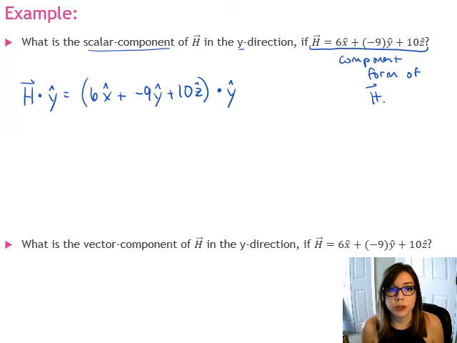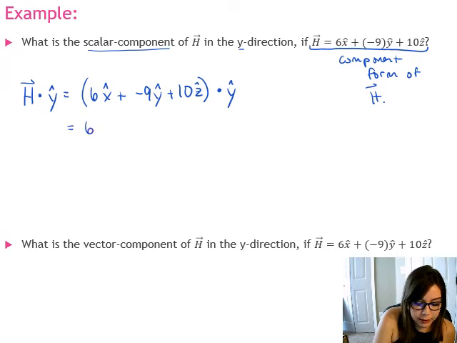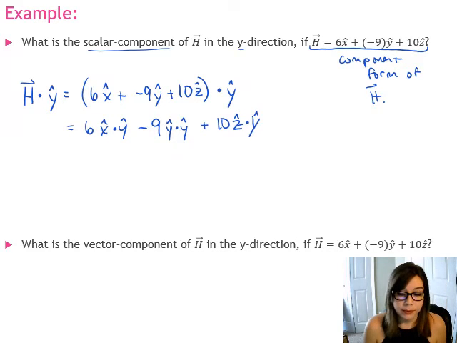So I'm going to distribute this dot product, and so I'll get 3 terms that each have a dot product in there. So I get 6 x hat dot y hat minus 9 y hat dot y hat plus 10 z hat dot y hat. Now I'm going to use the definition of the dot product to keep on going.